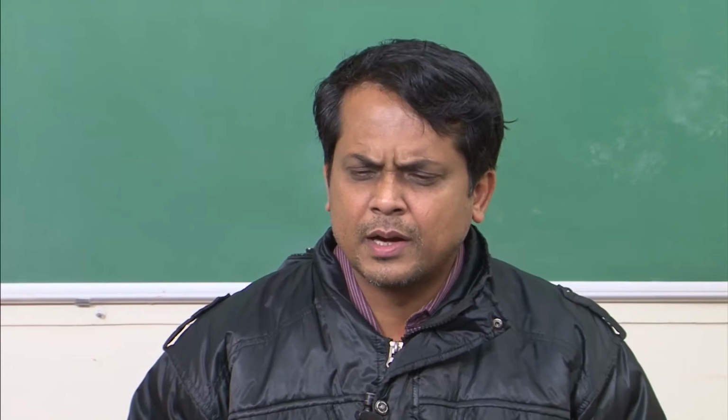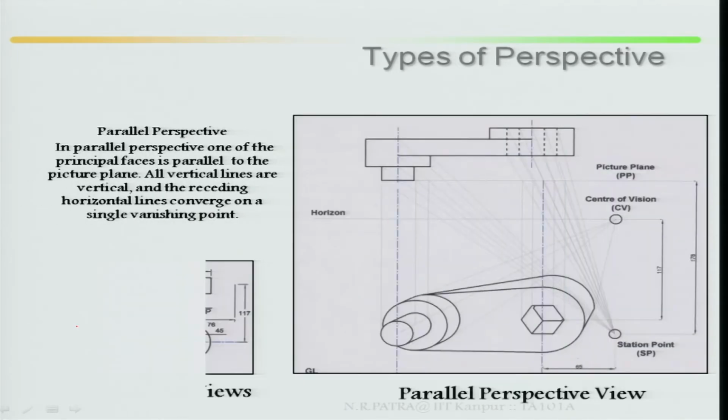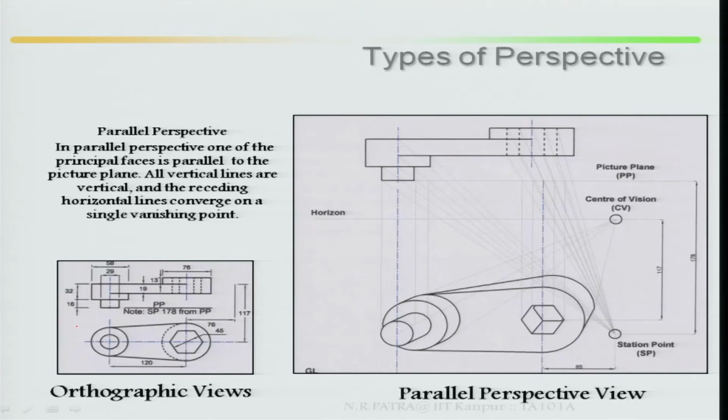So, last class we covered a few examples and we also covered types of perspectives. Once again I am repeating, there are two types. One is your parallel perspective, and in parallel perspective, one of the principal faces is parallel to your picture plane. That means, if this is the top view of your object, one of the faces is parallel to your picture plane. Then again, parallel perspective is of two types: either it is touching your picture plane or it is some distance away from the picture plane.